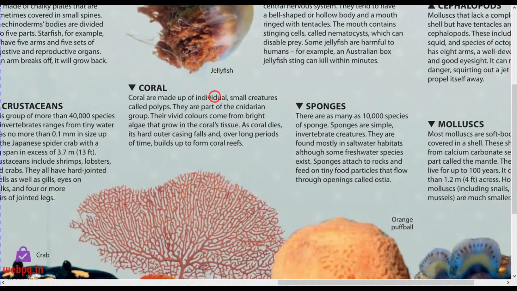Corals are made up of individual small creatures called polyps, and they are part of the Cnidarian group. Their vivid colors come from bright algae that grow in the coral's tissue. As coral dies, its hard outer casing falls off and over a long period of time builds up to form a coral reef.